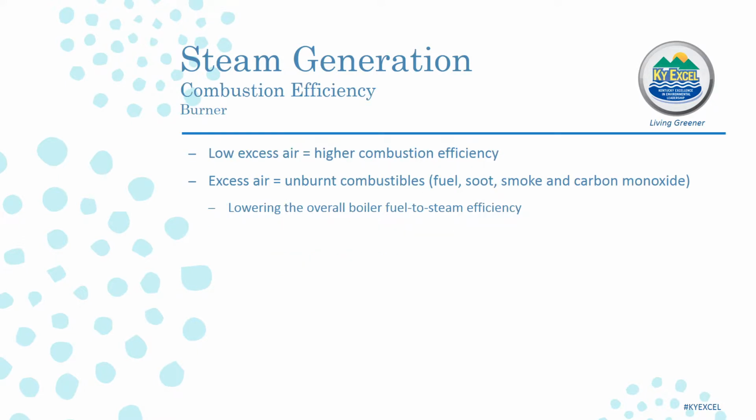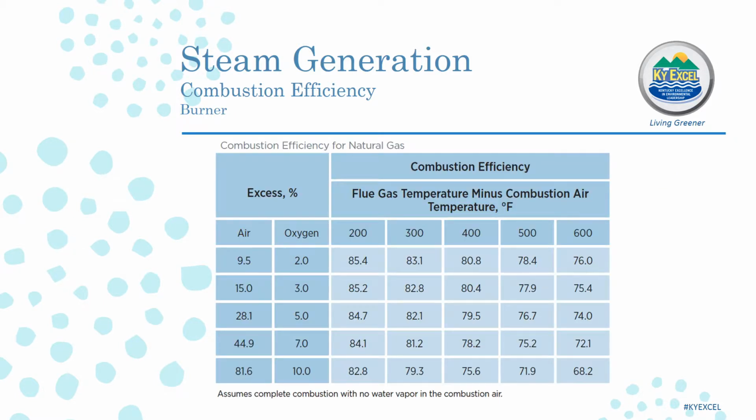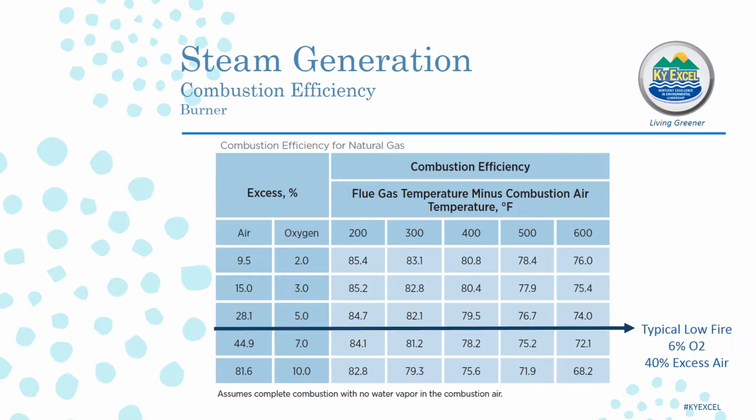Given complete mixing, a precise amount of air is required to completely react with a given quantity of fuel. In practice, combustion conditions are never ideal. Additional or excess air results in unburned combustibles and causes heat loss due to increased flue gas flow, thus lowering the overall boiler fuel to steam efficiency. The table on the screen relates stack readings to boiler performance.